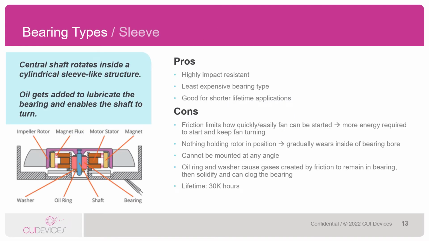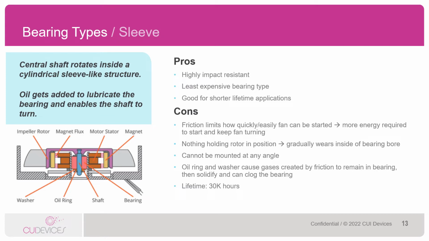The first bearing type we'll look at is the sleeve bearing, which consists of a central shaft that rotates inside a cylindrical sleeve-like structure. Oil is added to this sleeve structure to lubricate the bearing and enable the shaft to actually turn. The image on this slide represents a cross-section of a sleeve bearing. You can see the shaft with the sleeve structure around it. Some of the benefits of sleeve bearings are that they are highly impact resistant due to their rugged design, and they are also the least costly type of bearing.